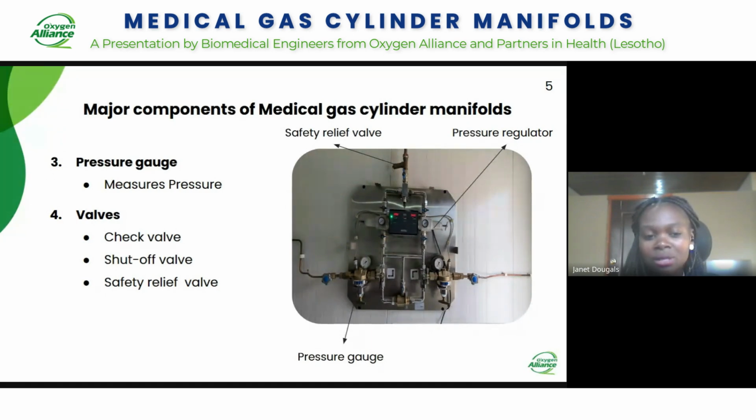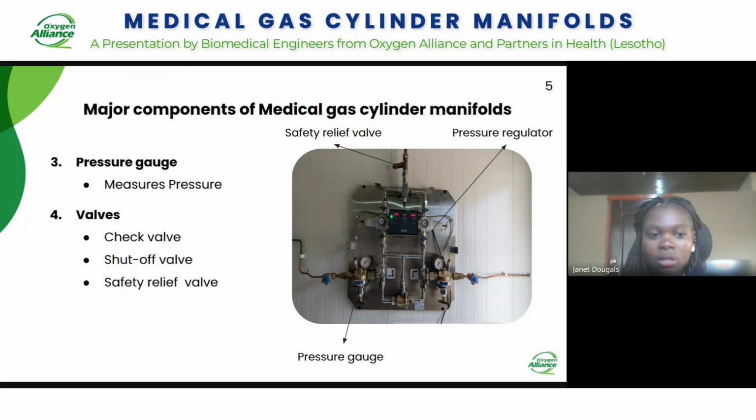You also have a shut-off valve. A shut-off valve enables you to separate one part or any part of the system. So in the case where you're using the primary side of your manifold, there should definitely be a shut-off valve that will close the secondary side.